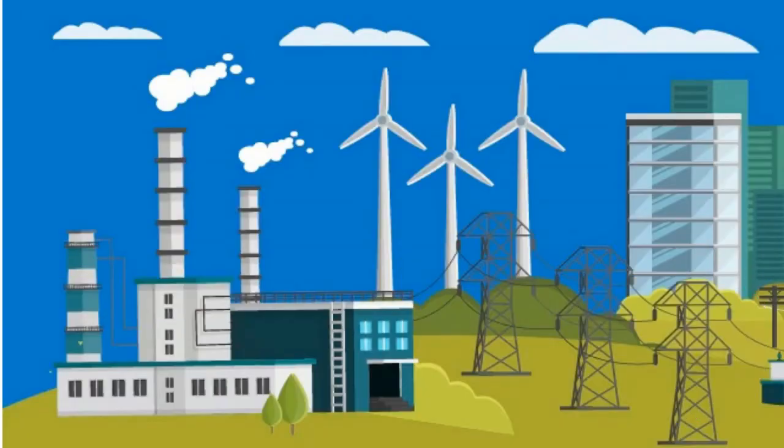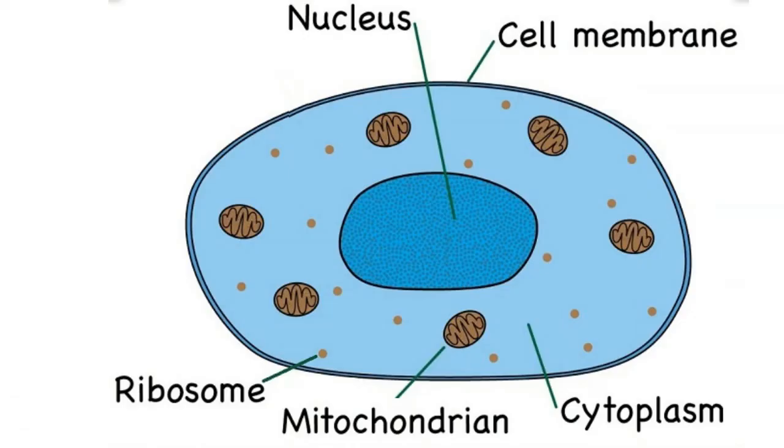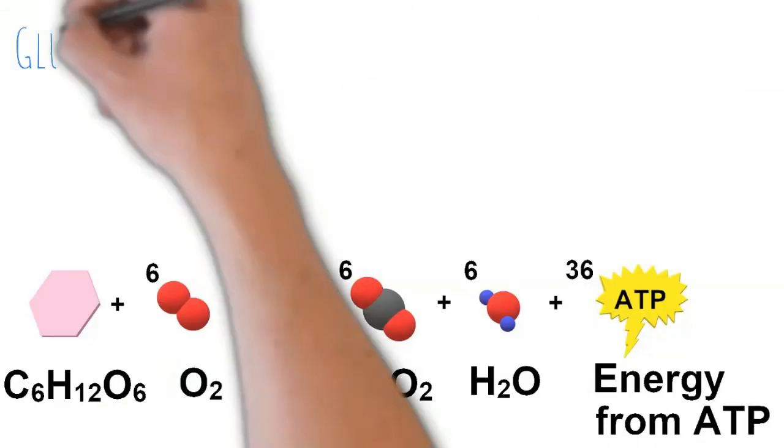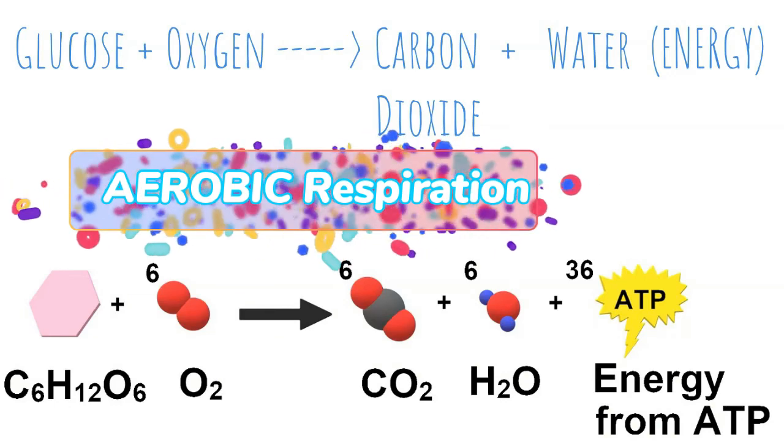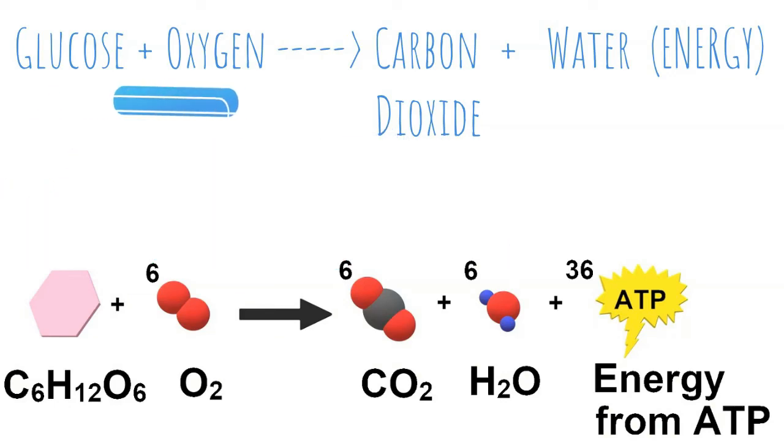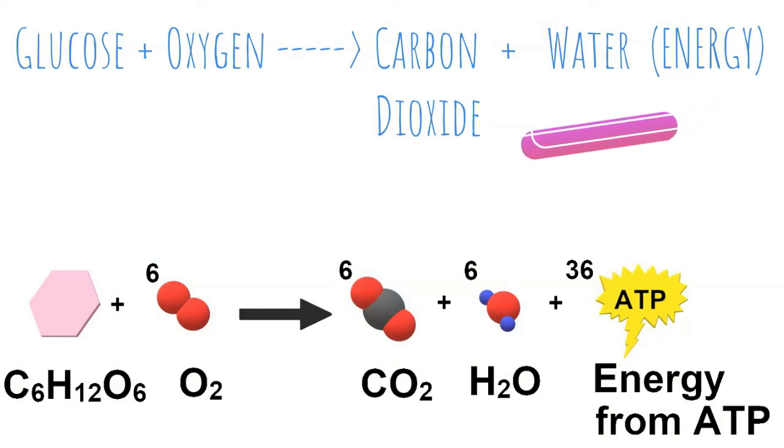As a power station requires fuel, so too do mitochondria. Mitochondria break down glucose in the presence of oxygen to release energy. Because they're using oxygen, we term this aerobic respiration. Glucose plus oxygen releases energy and as waste, carbon dioxide and water.